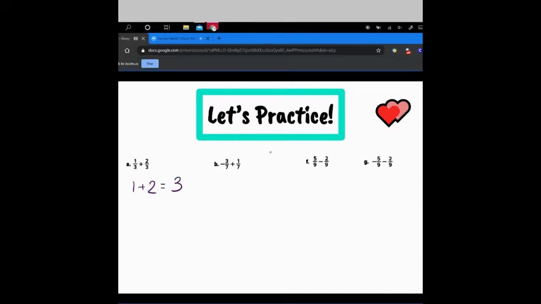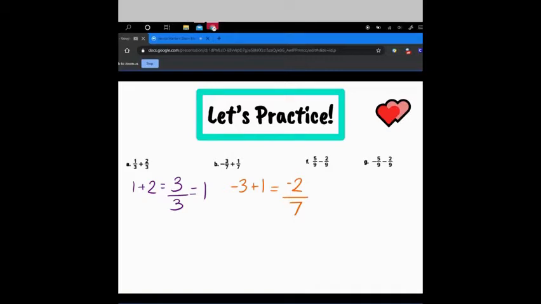And we're going to put that over the same denominator. So the answer is going to be 3/3, but of course we can simplify that because whenever the top number and the bottom number is the same, it means it's equal to 1 whole. So our answer for letter A is 1. Letter B, -3/7 plus 1/7. So once again, we're going to add the numerators. So -3 plus 1. Add those together and you will get -2. Put everything over the same denominator, and that is the answer for letter B, -2/7.